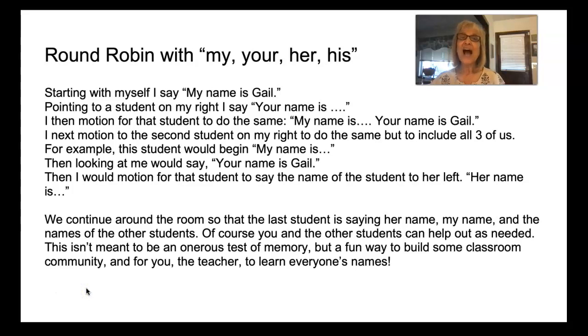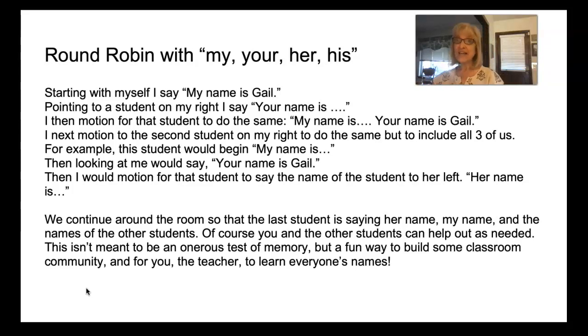At this point, I like to do a kind of round robin game type activity where we all learn each other's names. And so I start with myself and say, my name is Gail. Pointing this to the student on my right, I would say, your name is Samantha. And then I would motion for Samantha to do the same thing, right? For her to say, my name is Samantha. And then I would point to myself and try to get her to say, your name is Gail.